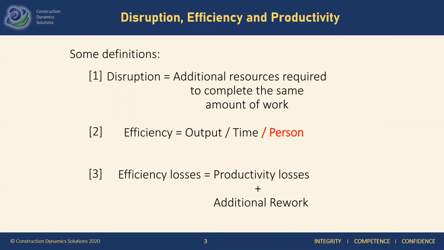Before we launch into it, just some definitions to make sure that we're all on the same page. When we're talking about disruption, we're talking about requiring additional resources to complete the same amount of work. For example, if you have to install a pump and it should take 20 man-hours, if it took 40, that is disruption. So we really are talking about efficiency losses. And these can come in two ways. First, through productivity losses. People are working more slowly. And second, through additional rework.